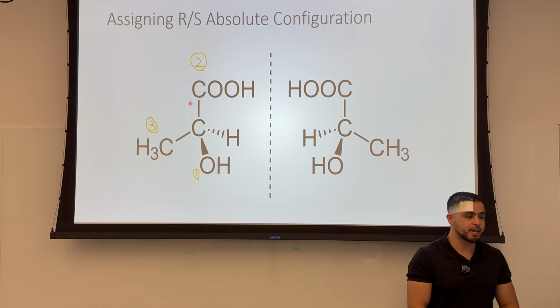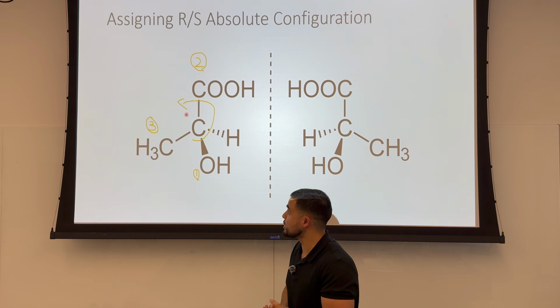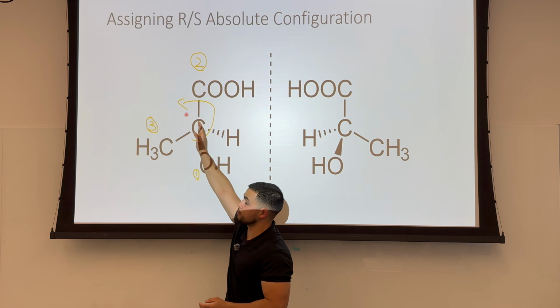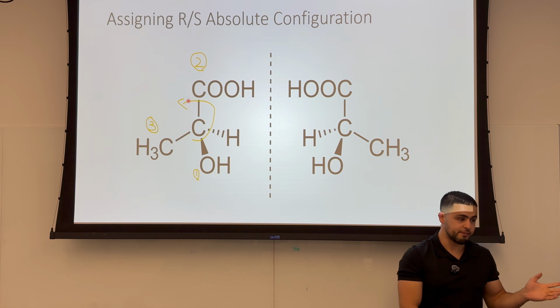So now once you've assigned priority, you want to rotate about these groups. So you start from 1 to 2 to 3. So it'll look like this. So you're going counterclockwise, or if you don't want to think of it in terms of clockwise or counterclockwise, you can imagine yourself at the 12 o'clock position and then say, are you turning left or right? If you're turning left, or again, if you're going counterclockwise, it's going to be S.